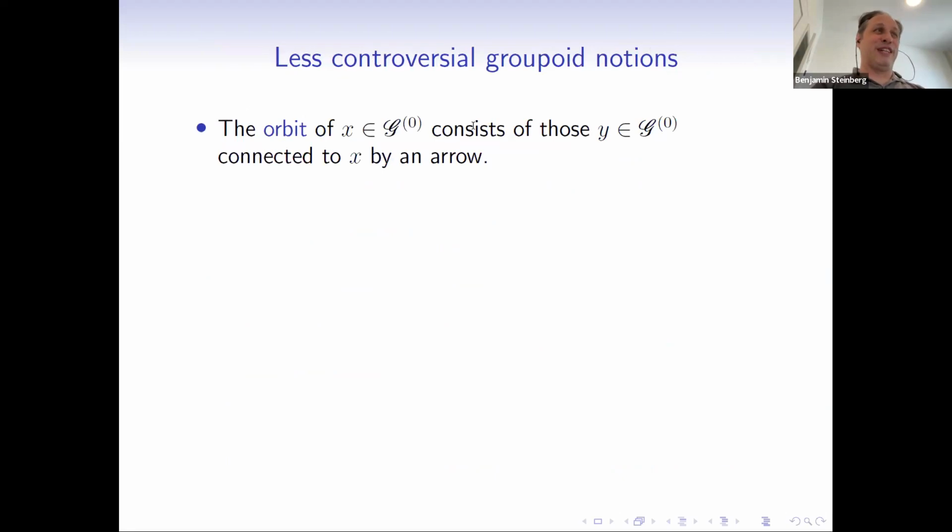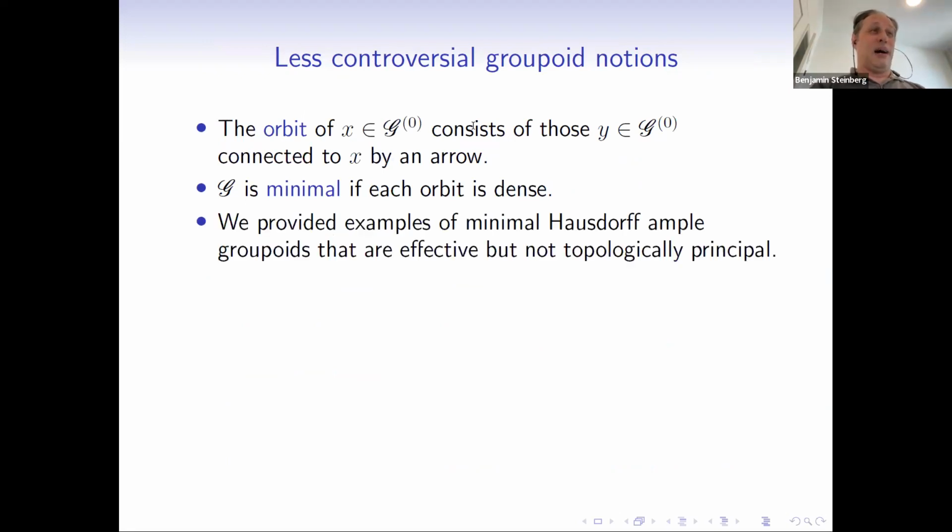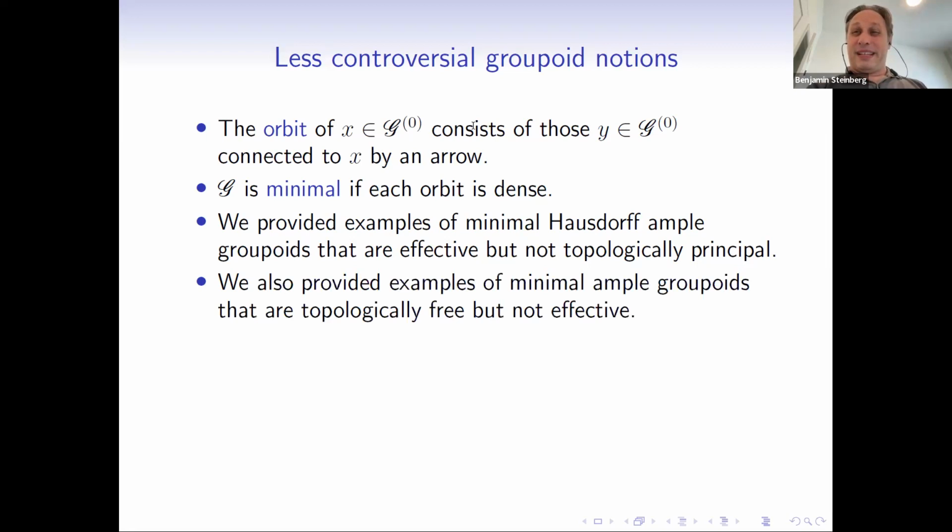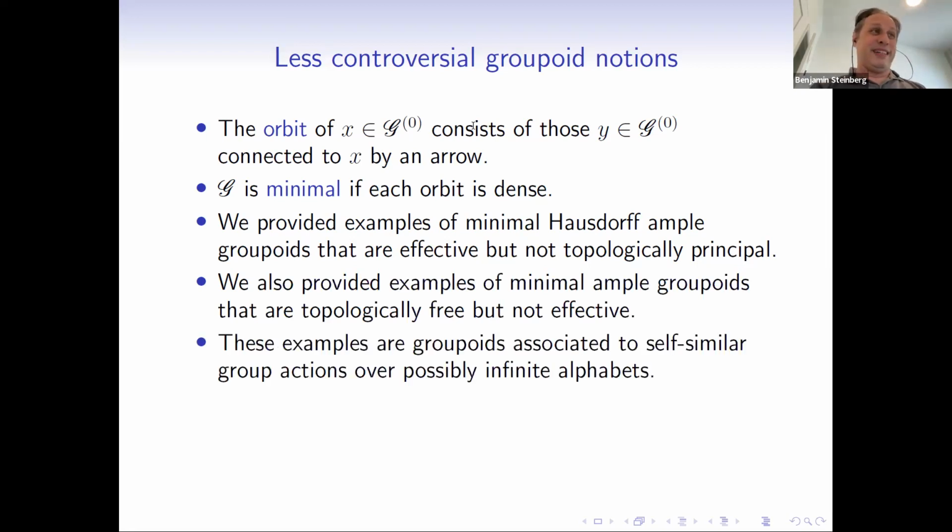Okay, so some less controversial notions. The orbit of an element x is everybody you can get to from x by an arrow. And the groupoid's minimal if every orbit is dense. This terminology comes from group actions, of course. So we have examples in our paper, other people probably have them too. There are minimal Hausdorff ample groupoids that are effective, but not topologically principal. So if you go out of the second countable world, even if you're Hausdorff, topologically principal is not the same as effective. We also have minimal ample groupoids that are topologically free, but not effective.